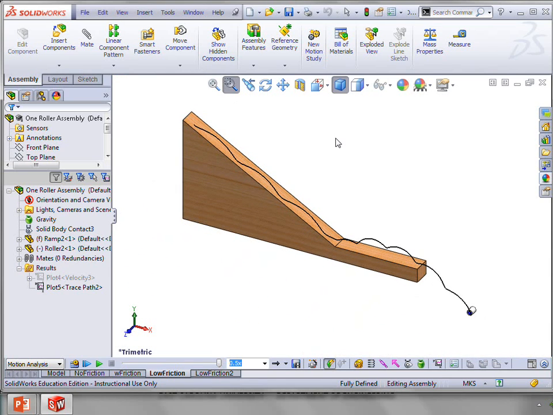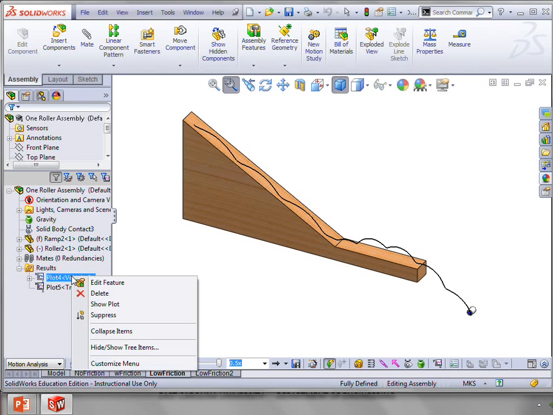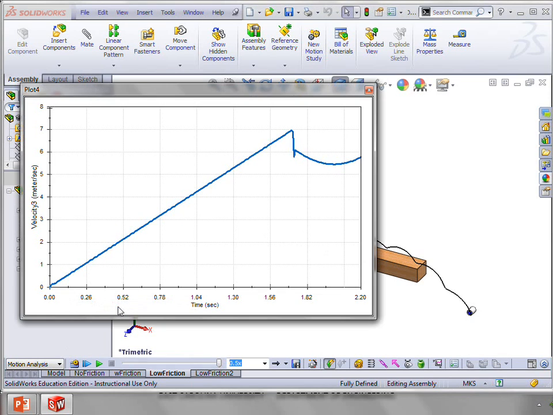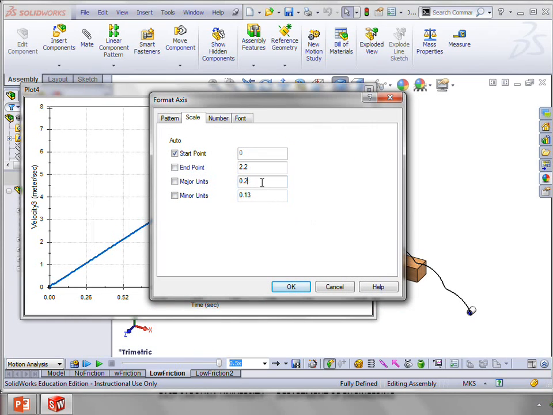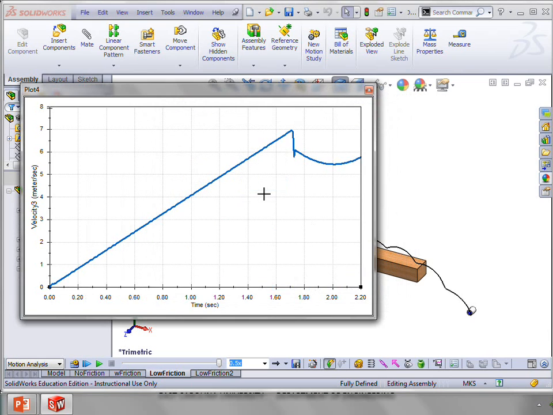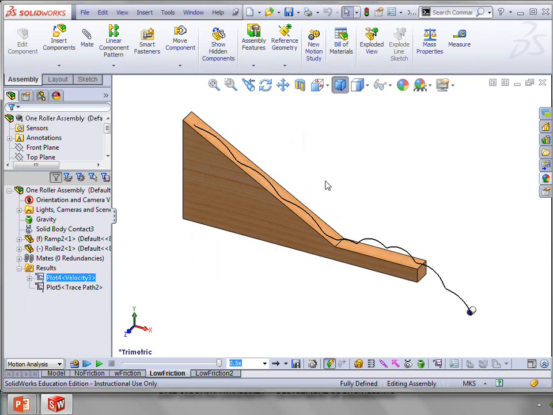Let's go back to this one, though, the case where we have a static coefficient of friction of 0.15 and a kinetic coefficient of friction of 0.1. And let's see if we can match up the values that we showed here. It's kind of a bug in SolidWorks that it doesn't remember these axis properties. But you can see we're at about 1.7 seconds to get to the bottom and about 7 meters per second. Let's see if we can calculate those values.